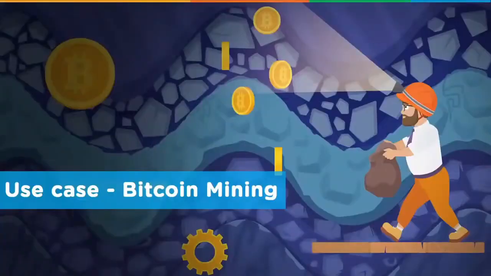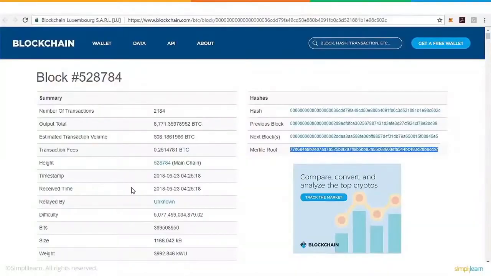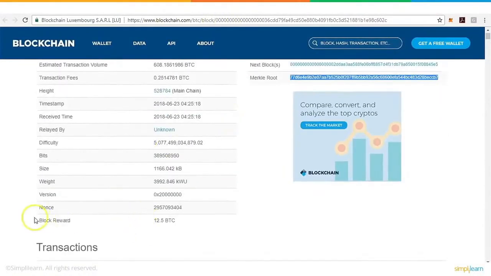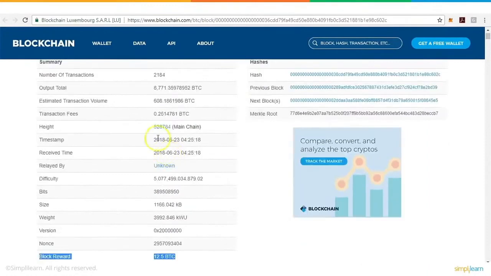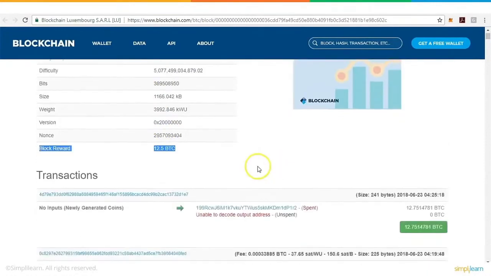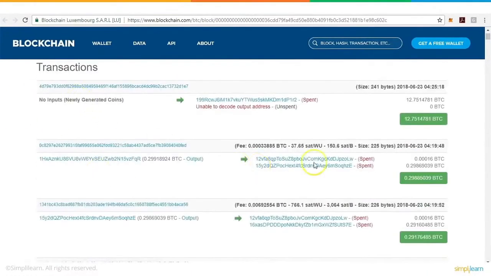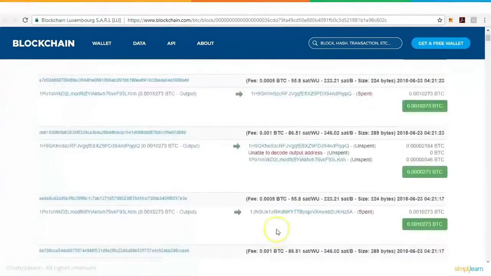Now let's take a look at a demo on how you can see what the Bitcoin reward is. This is an actual block of the Bitcoin network. As you can see, this is a block and this is the block reward, 12.5 Bitcoin. So this was a block which was mined. This is the block number, and these are the set of transactions which were part of this block.